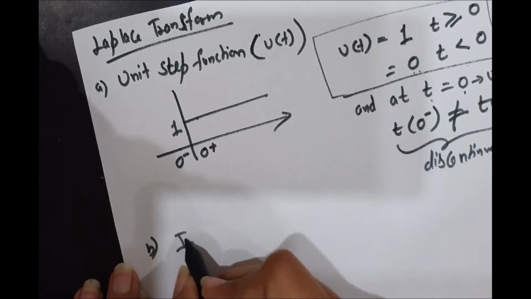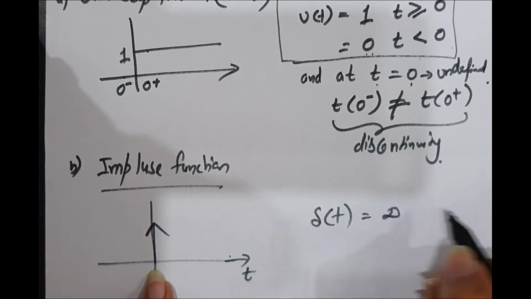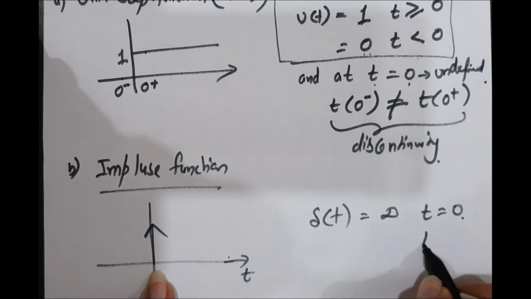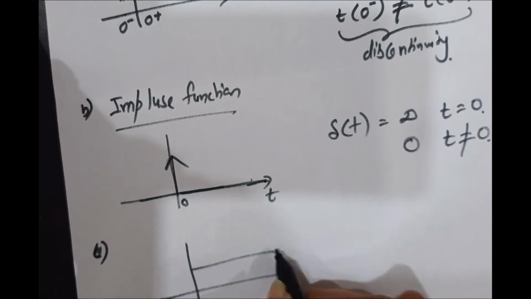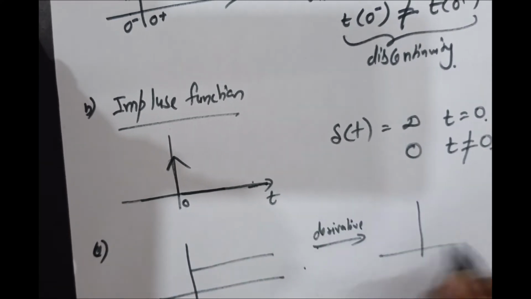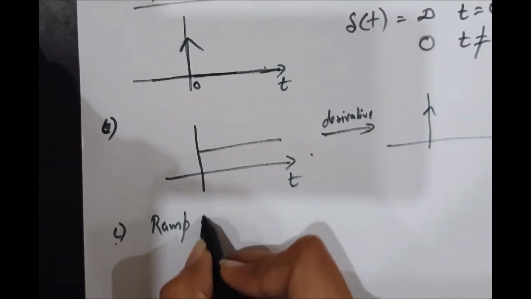Now the impulse function. This function is infinity for t equal to 0, and for t not equal to 0 this is 0. The derivative of the unit step function is the impulse function. Now the third function is the ramp function.